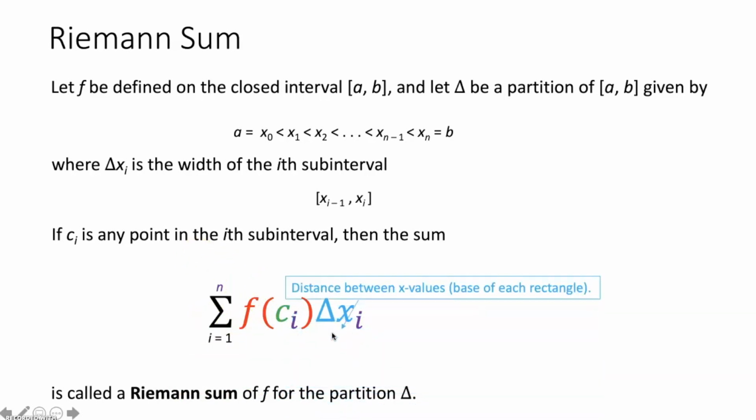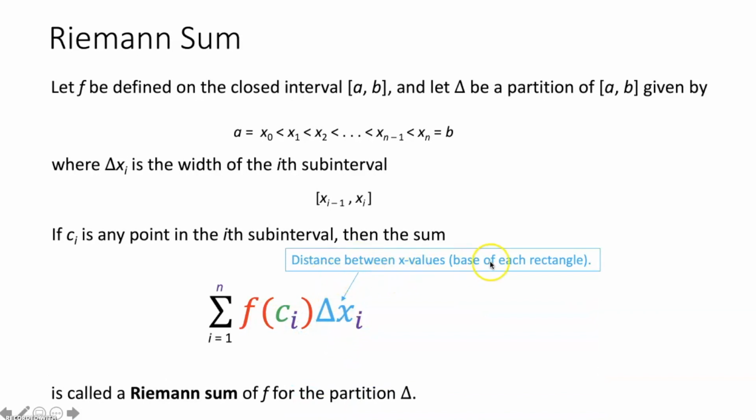Delta x over here is going to be the distance between x values, or the base of each rectangle. So what this is saying is that you're actually going to add together, which is what this sigma means, the area of a bunch of different rectangles. It's going to represent the sum of an indefinite number of rectangles under your given curve. This is how we're going to approximate area under the curve, with the sum of the areas of rectangles. And that is what a Riemann sum is.